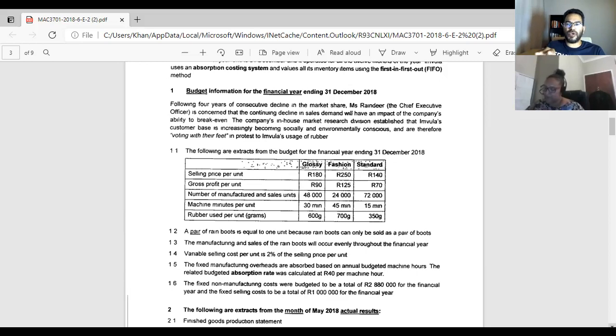So always make sure you can identify and distinguish between budget versus actual. Why is that important? When they give the required, they're going to ask you for budget or actual. So it will help you to know where you need to look. So very important, distinguish between budget and actual.